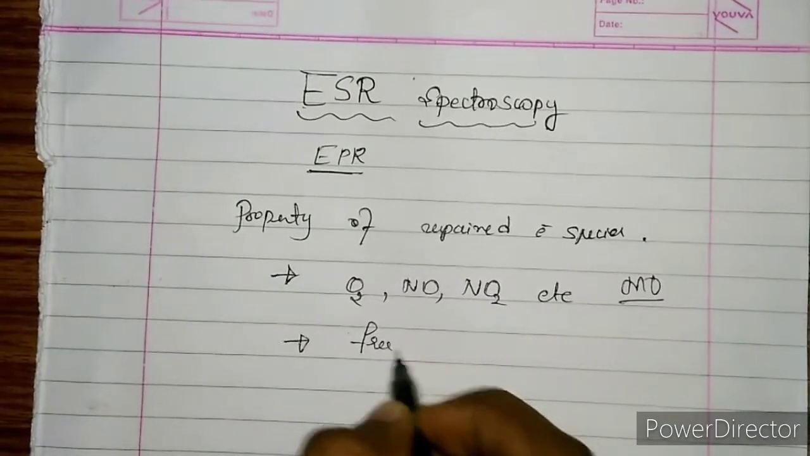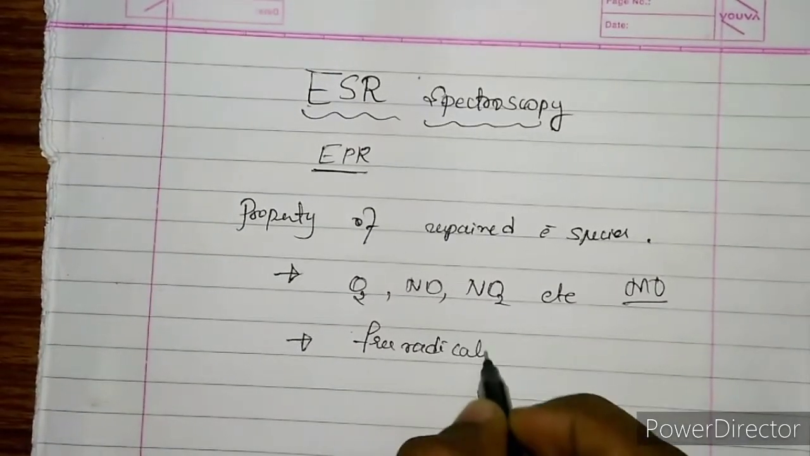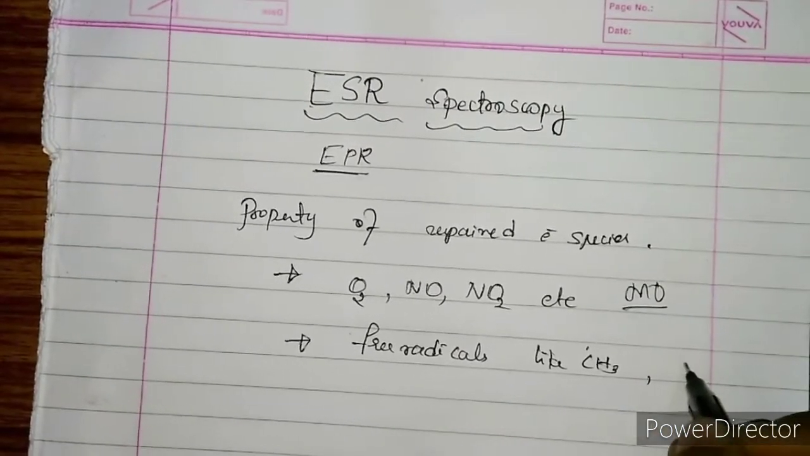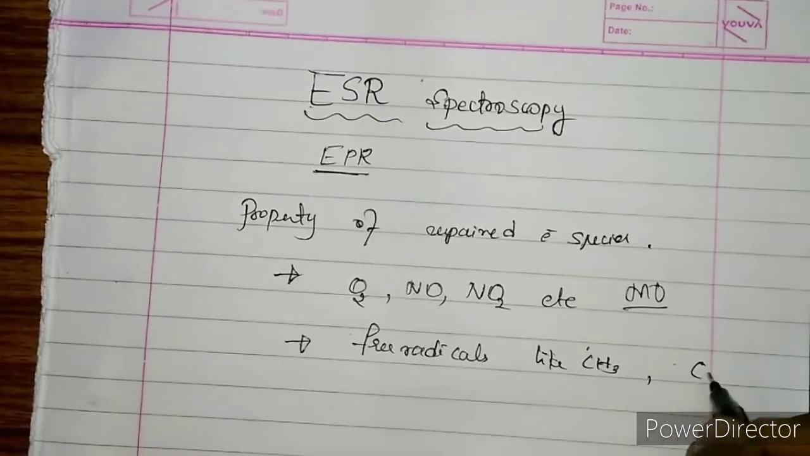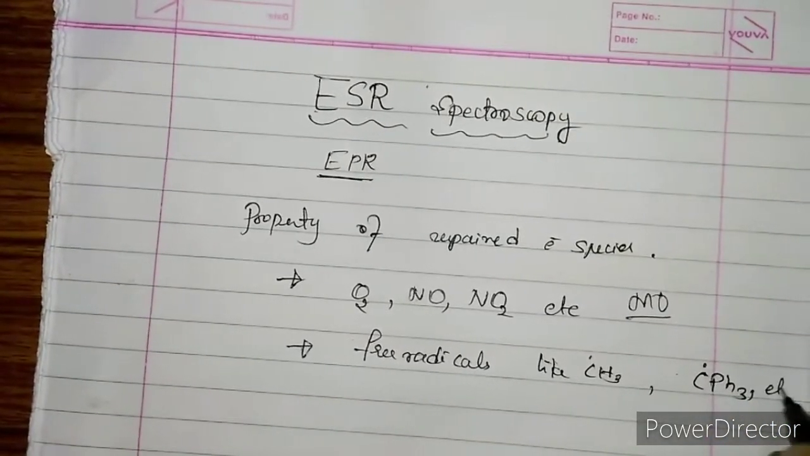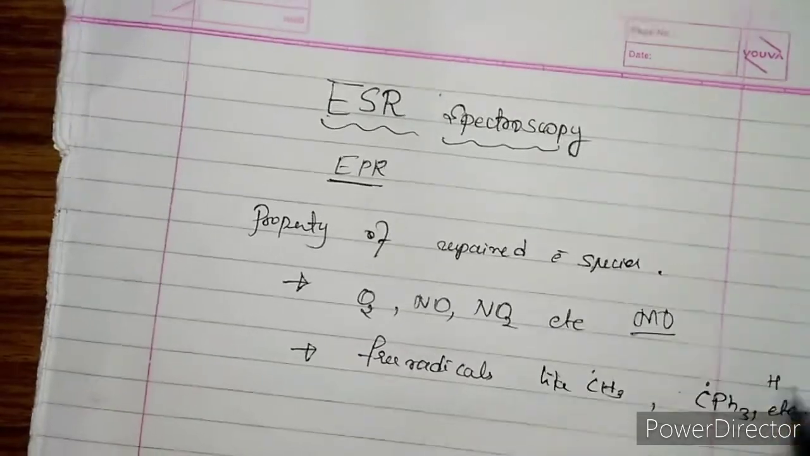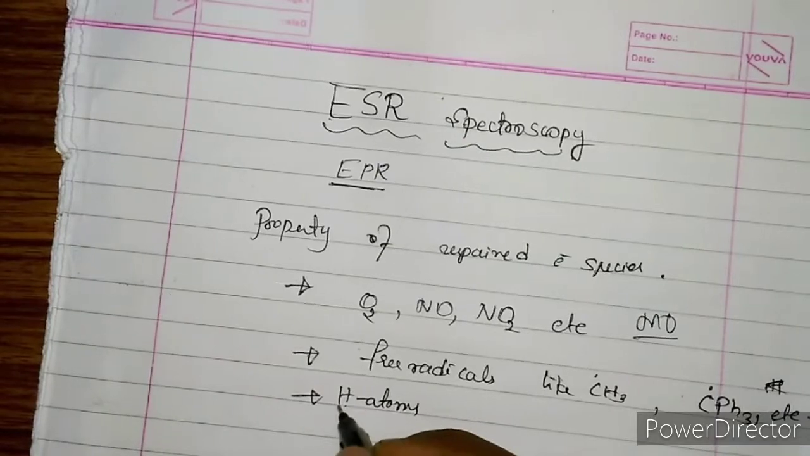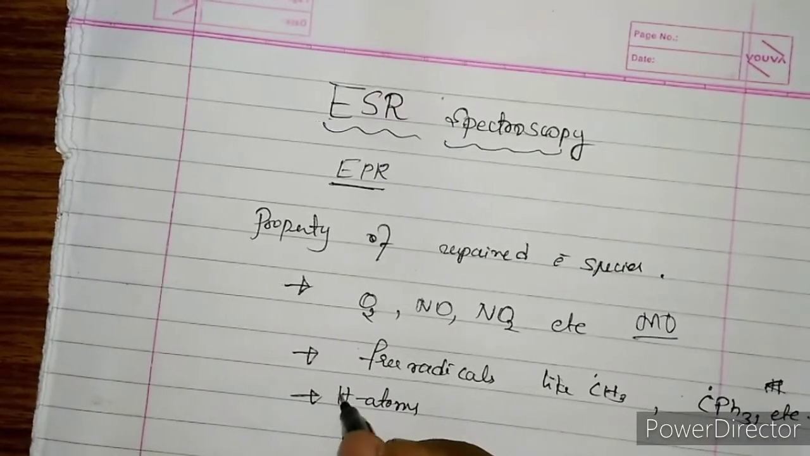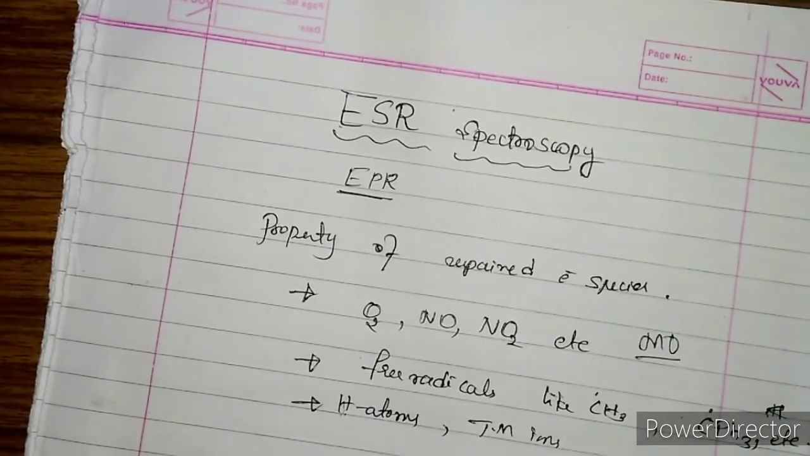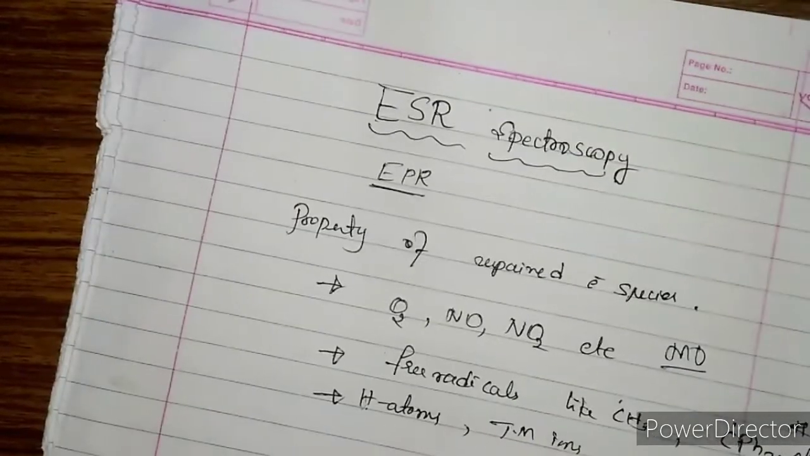Similarly, free radicals like CH3 free radicals, or PH3 free radicals, etc. Or hydrogen atoms. These all contain one electron. Hydrogen contains one electron, which means it is in an unpaired condition. And similarly, some transition metal ions like Cu2+ contain unpaired electrons.